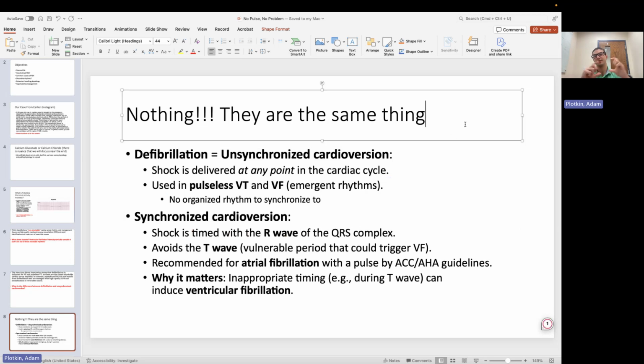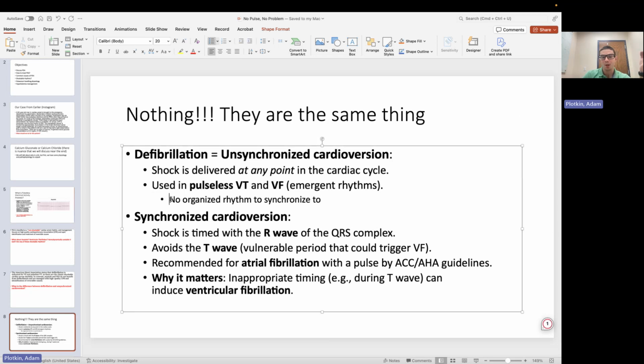Again, in defibrillation or unsynchronized cardioversion, we give the shock at any time. There's no synchronization to the cardiac cycle. And it's used in pulseless VTAC and ventricular fibrillation, right? We've literally talked about this. I've said it multiple times, so hopefully it's starting to sync. There are no organized rhythms in VFib or pulseless VTAC for us to synchronize to, okay? So that's why we're going to use unsynchronized cardioversion here.